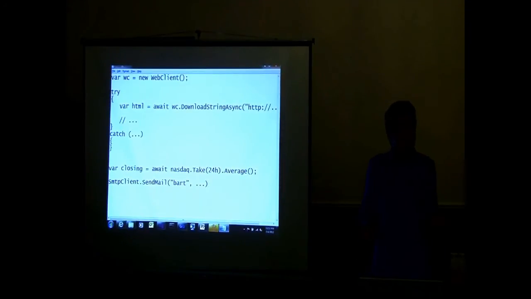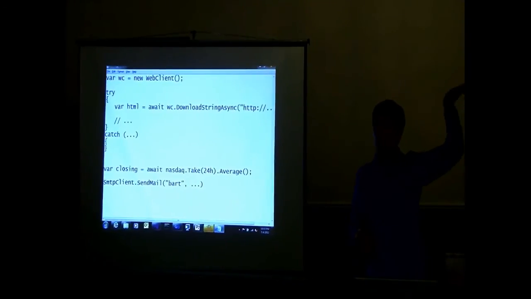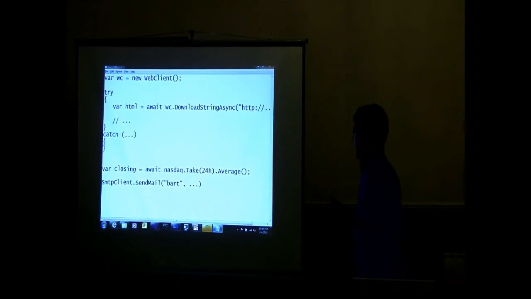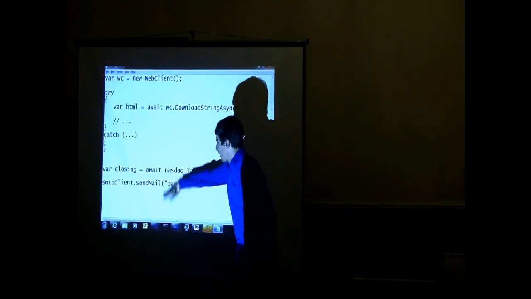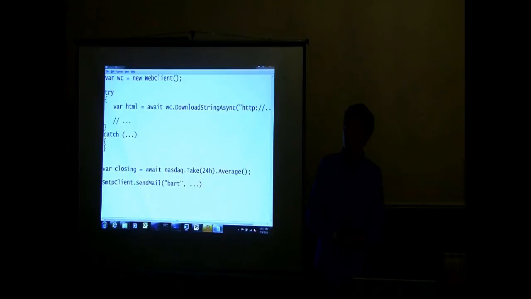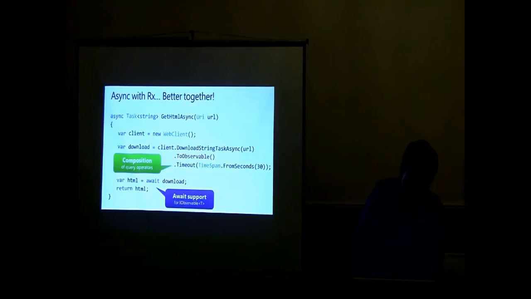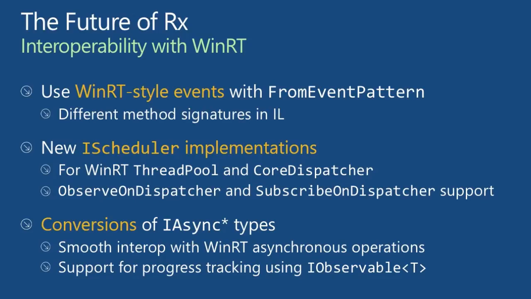So you've just written that code, your program is not stuck. While the await is happening, it's returning to its caller, doing other stuff, like the UI is still pumping. But at the end of the day, this thing fires and the rest of the code starts executing, sending a mail to Bart saying, this was the closing price of Nasdaq. So, better together story, you can do all of this Rx stuff combined with the async stuff.